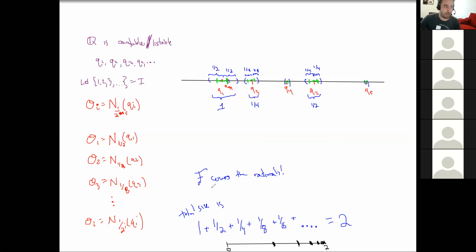F continues to cover the rationals, but under this new setup, this would have been 1/2 plus 1/4 plus 1/8 plus 1/16 plus 1/32 plus ... It would have been half of the original open cover. And so its total size would not be 2, but it would be 1. So 2 is not the smallest. Turns out we can do it with size 1. Does that mean size 1 is the smallest?